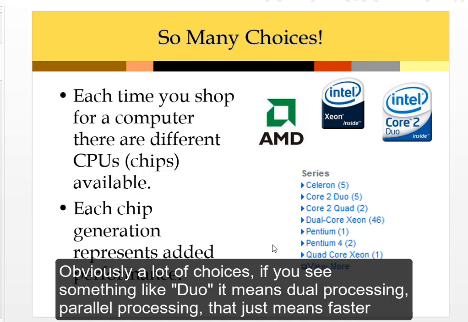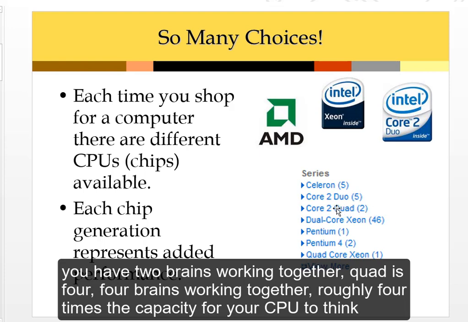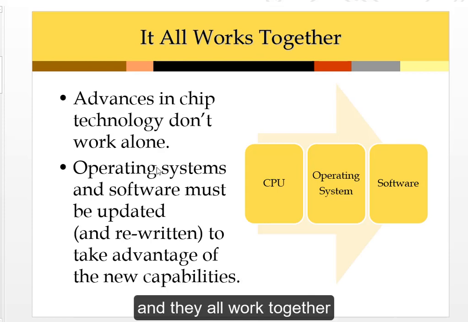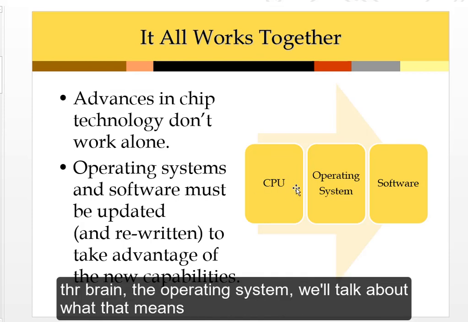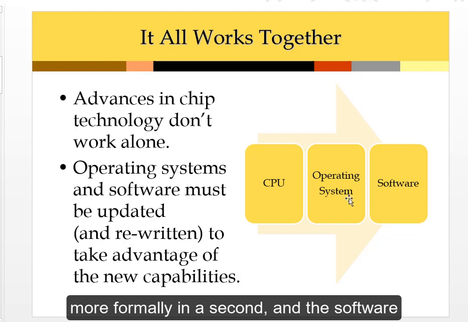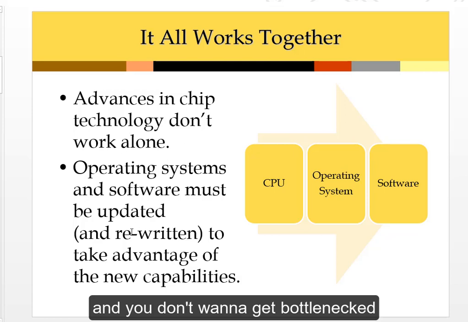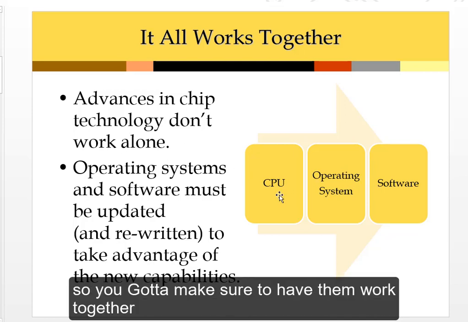Obviously, a lot of choices. If you see something like duo, it means dual processing, parallel processing. That just means faster. You have 2 brains working together. Quad is 4 brains working together, roughly 4 times the capacity for your CPU to think. So you want to keep just a general track of what's going on as a manager. And they all work together. The brain, the operating system, we'll talk about what that means more formally in a second, and the software. And you don't want to get bottlenecked. So you've got to make sure to have them work together.